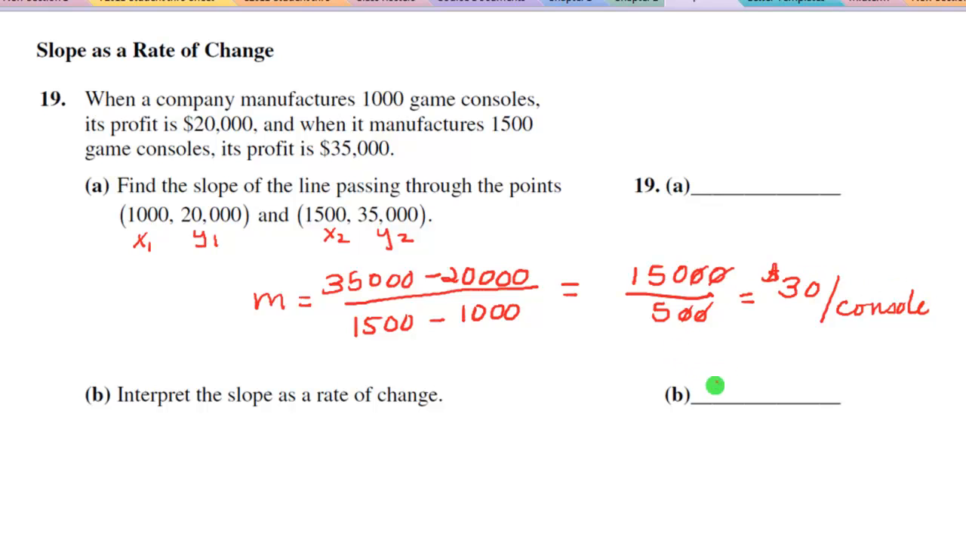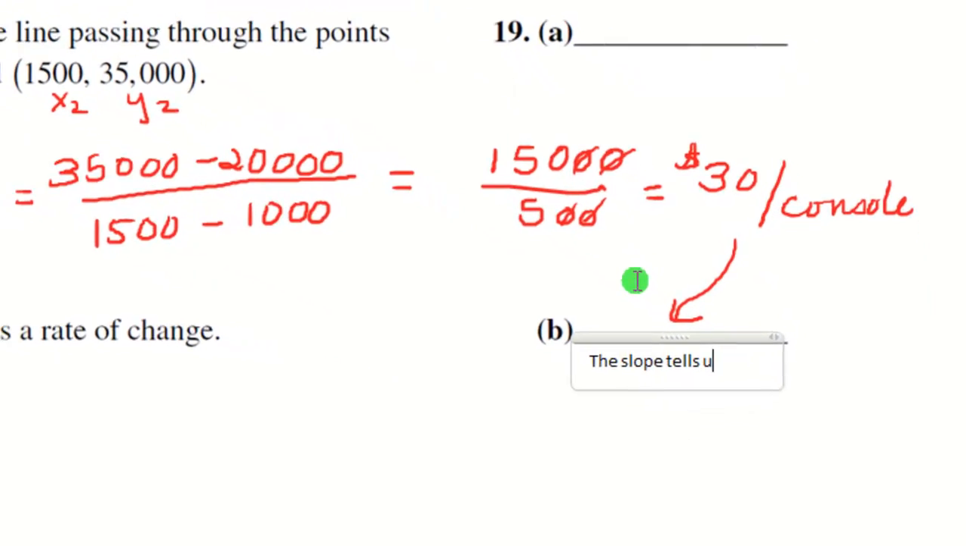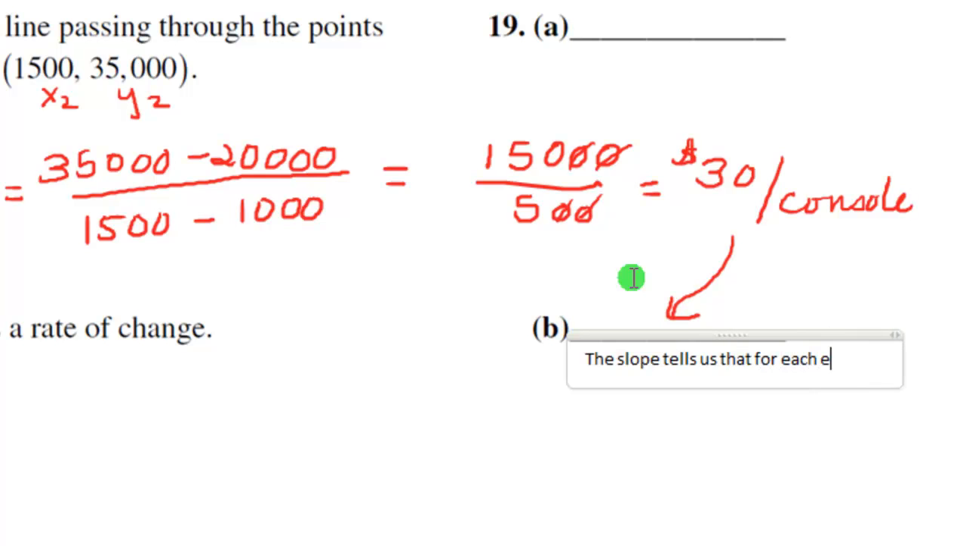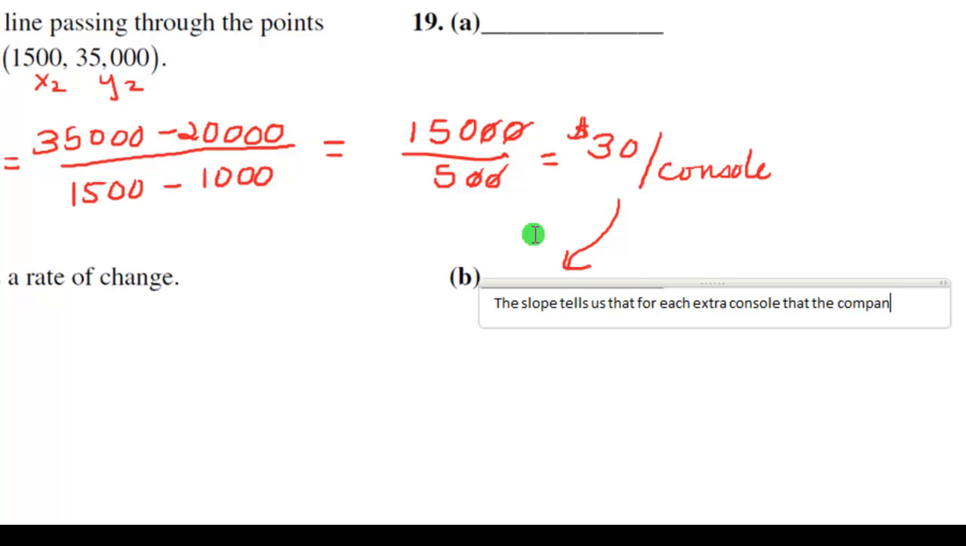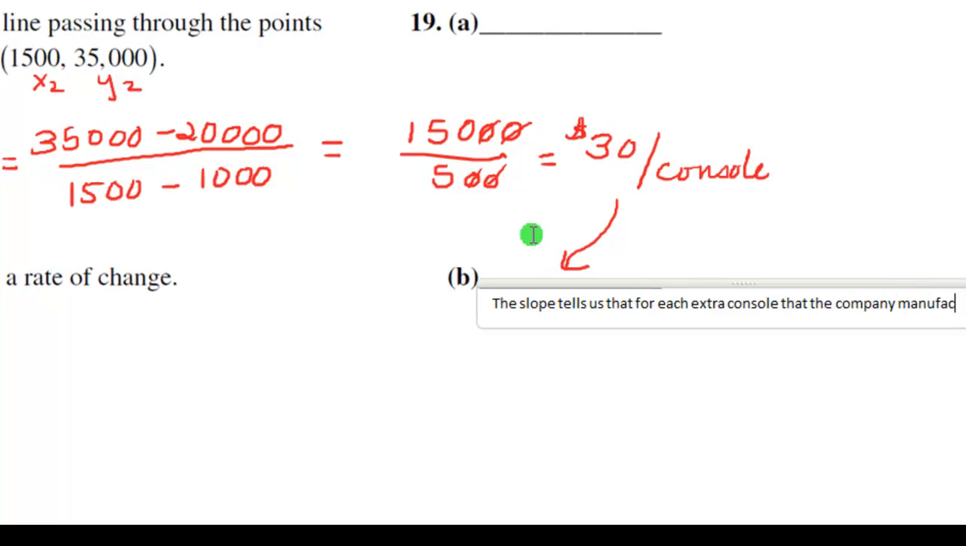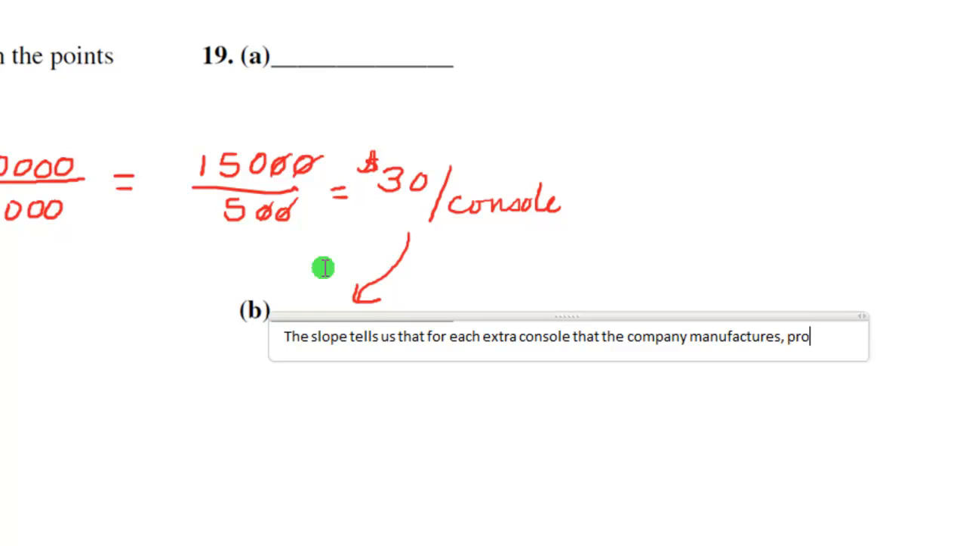If we interpret that slope as a rate of change, what does that tell us? The slope tells us that for every extra console that the company manufactures, the profit is going to go up by $30. That's what the slope means as a rate of change in this particular problem.